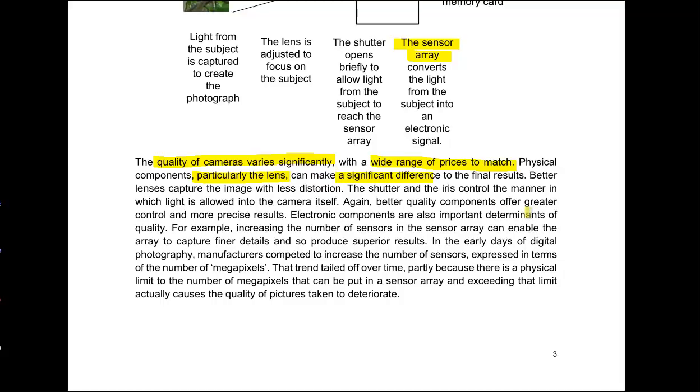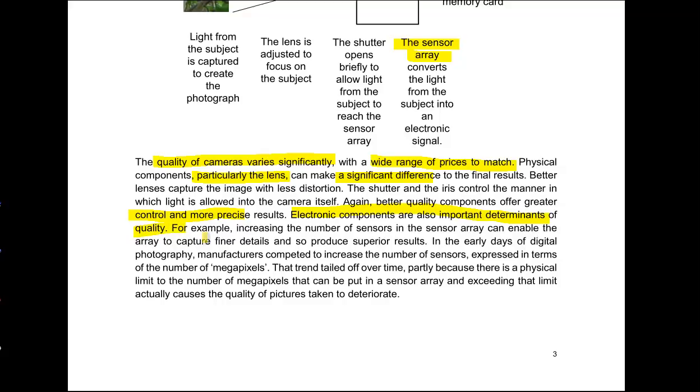Again, we will have learned this in the industry pack that Astranti do. However, it's quite common sense. I mean, cameras in general, the better the components, the more crisp the image will be. But as we move forward here, we can see that there's more control and more precise results. And also the electronic components are also important determinants of quality.